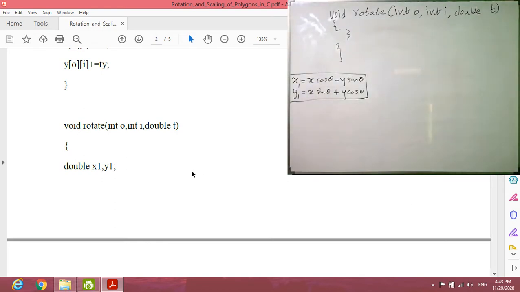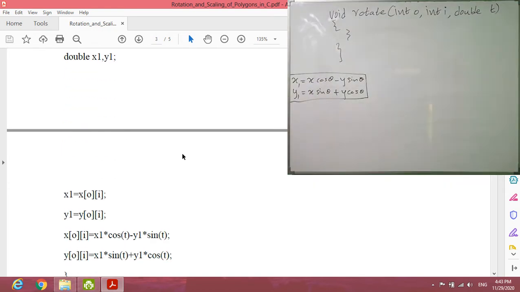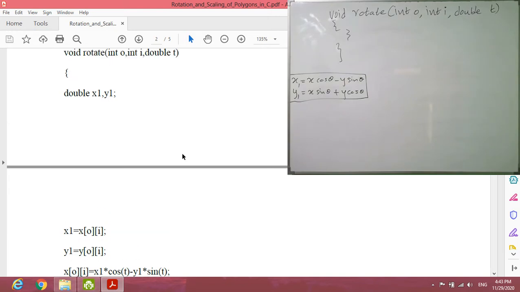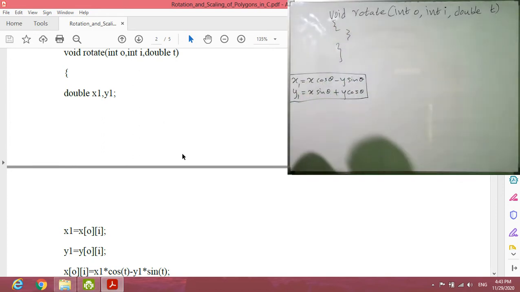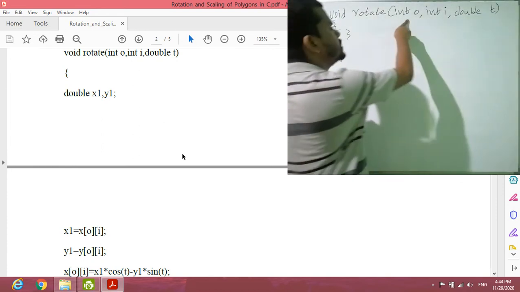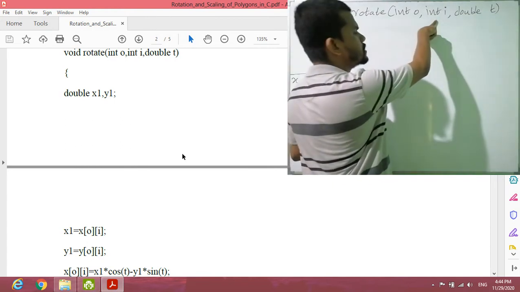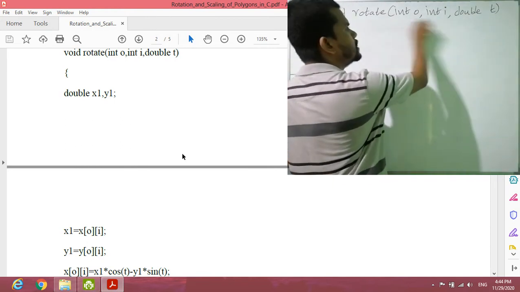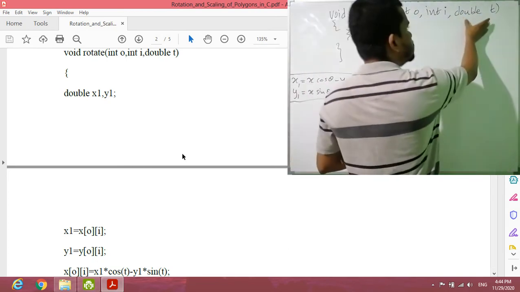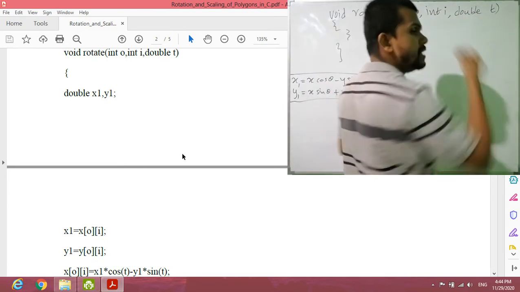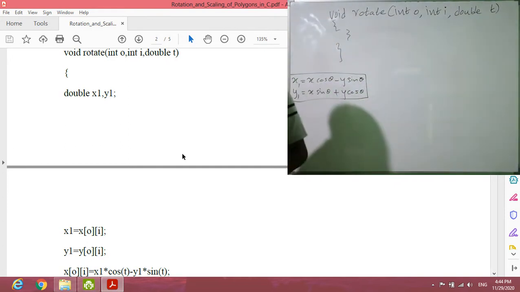Okay, so now if you look at the rotate function, the purpose is, this is the index of the polygon, this is the index of the vertex, so altogether this part represents a particular point. Here we specify the angle in radians.